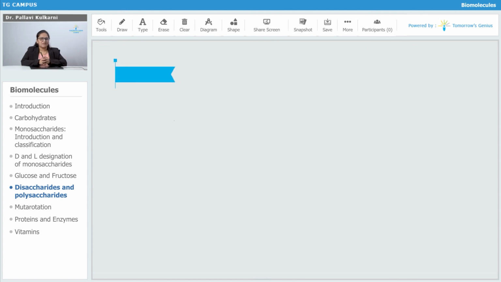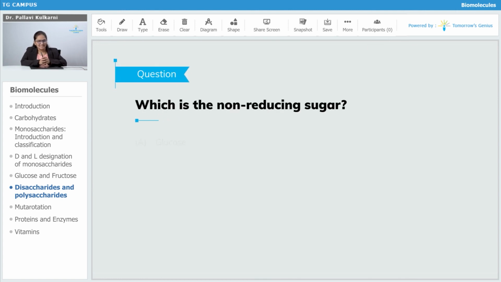Let us see one simple question based on this. The question is, which is the non-reducing sugar? As we know, out of the given options, sucrose is the popular example of a non-reducing sugar. We have already seen the structure of sucrose. In sucrose, the anomeric carbon atoms are involved in the glycosidic linkage formation. That is the reason it cannot act as a reducing sugar, and hence sucrose is the example of a non-reducing sugar.